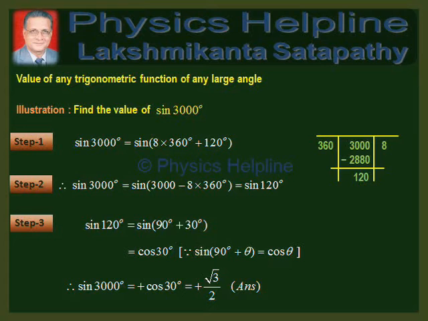In the third step, we find the value of sine 120. Now, sine 120 is equal to sine 90 plus 30, which is equal to cos 30, since sine 90 plus theta is equal to cos theta. Therefore, we get sine 3000 degrees is equal to cos 30, which is equal to plus root 3 by 2, which is the required answer.